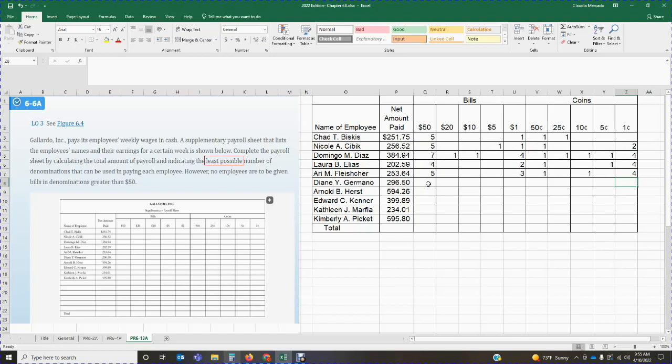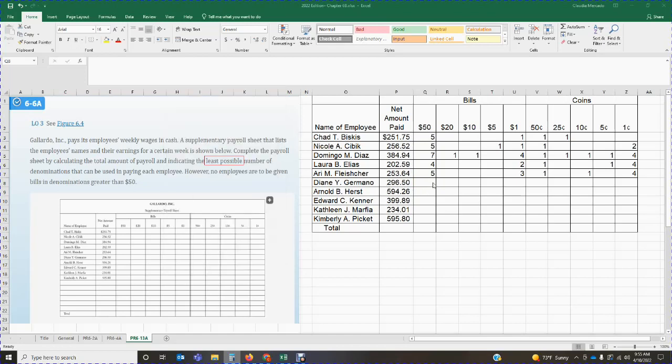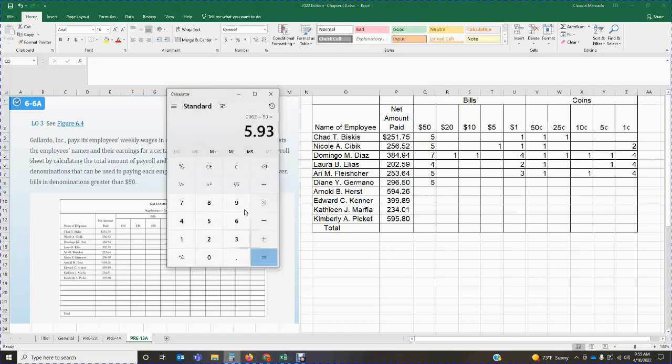Go one by one. So let's do this last one, and then the rest I'll just browse through and give you how you calculate the total for each. It's the same procedure over and over. Okay, 296.50. Remember, you always begin with the highest bill, which is your 50. You need 5 of those. That will give me 250. Then I take the 296.50 minus the 250.